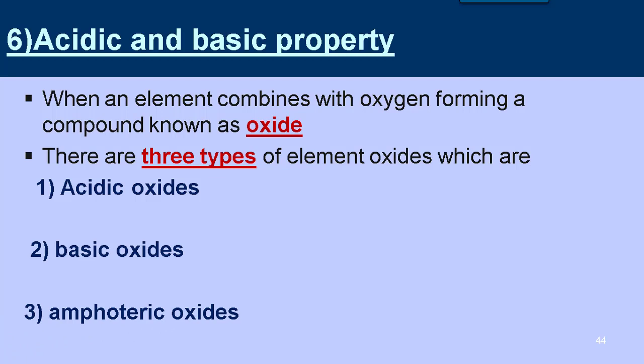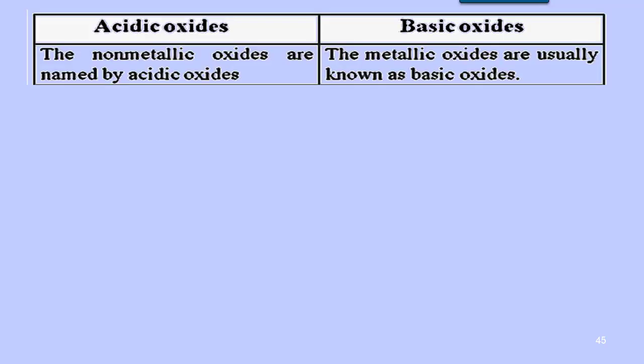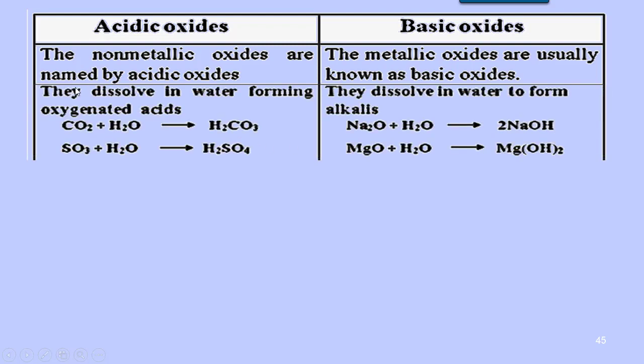And now let's compare between acidic oxides and basic oxides. Acidic oxides are non-metallic oxides, a non-metal element attached to an oxygen atom is called acidic oxide. On the other hand, metal plus oxygen forms basic oxide. Acidic oxides dissolve in water, forming oxygenated acid, and because of this property, non-metallic oxides are called acidic oxides.